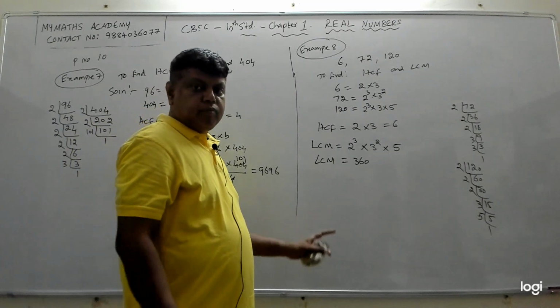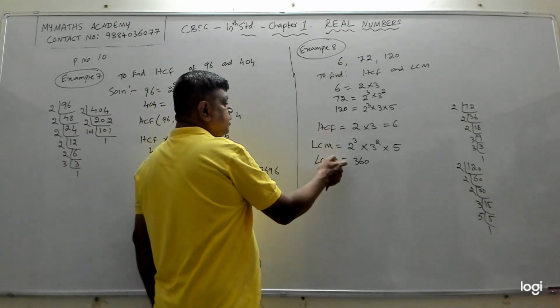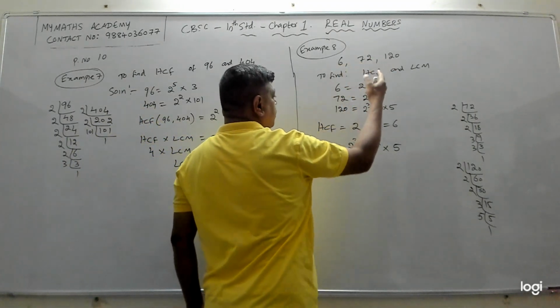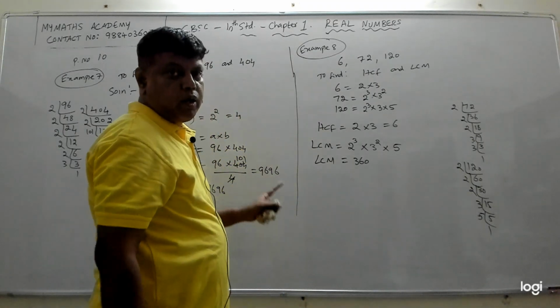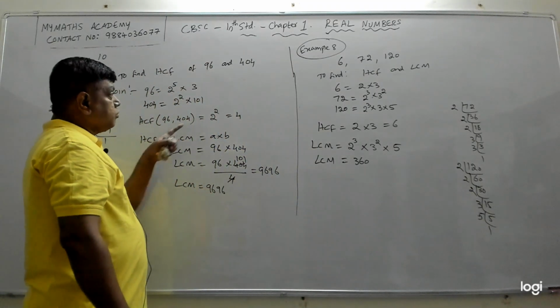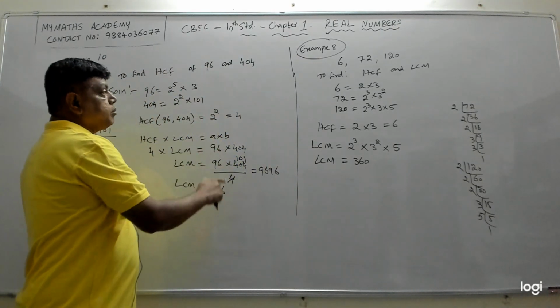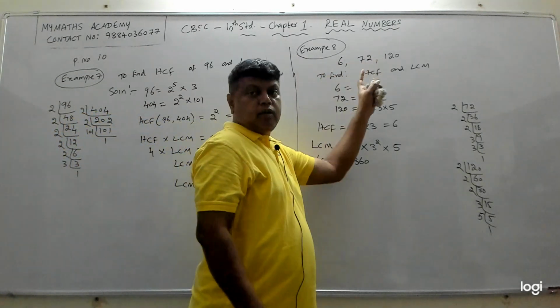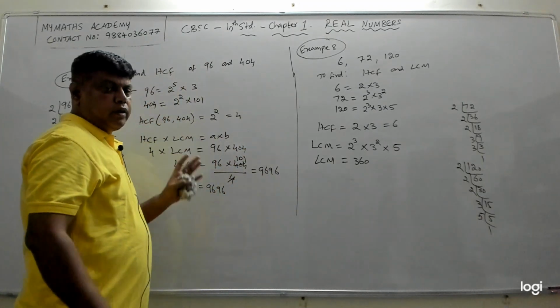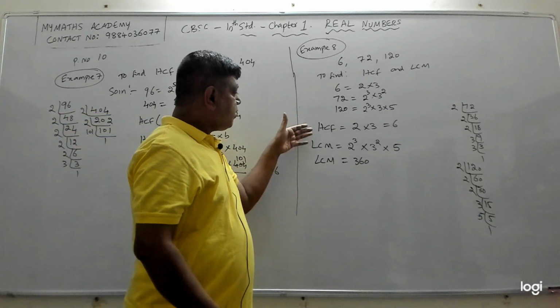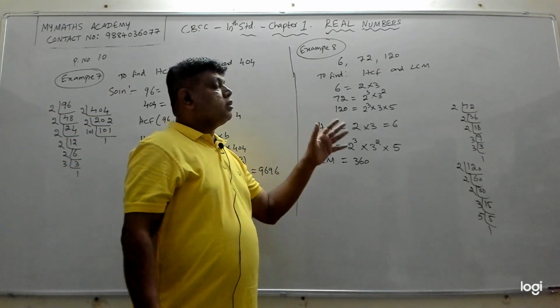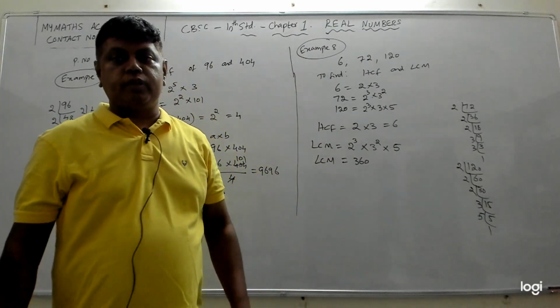Clear? Here, can you say LCM into HCF will be equal to the product of the three? No, that is not true. We can apply this formula only when you have two numbers A and B. But here we have three numbers A, B, C, so you cannot apply this one. Okay. So this is how you find the HCF and LCM for the given three numbers.